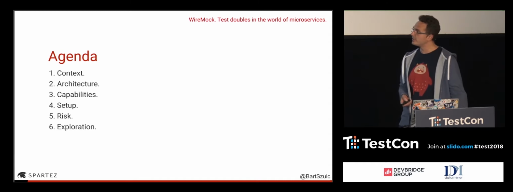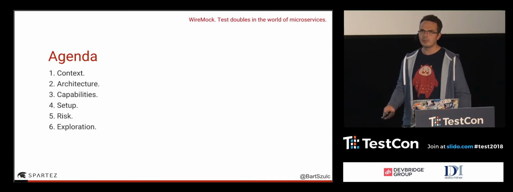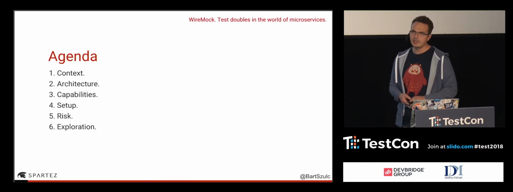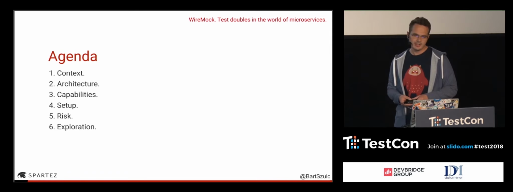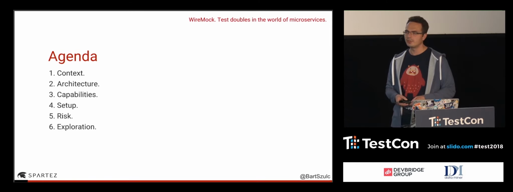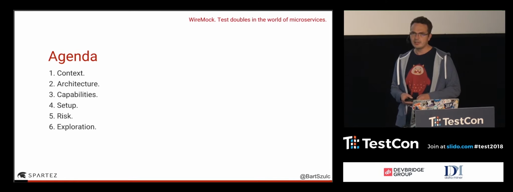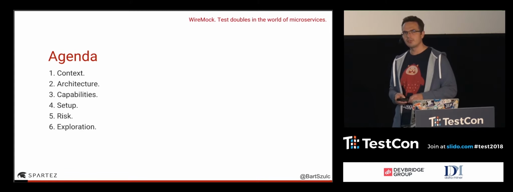What will be the agenda for the presentation? First, I will just describe the context: why we are using doubles in tests, why Wiremock. I will talk about the architecture of Wiremock. Then move to capabilities, like basic capabilities, what you can do with Wiremock. Talk a bit about setup, how you usually set up the tool in your tests. And then we will discuss something very important, which is risks. Like what are the risks introduced by test doubling, and what are the risks for Wiremock. And hopefully I will have enough time to go through exploration.